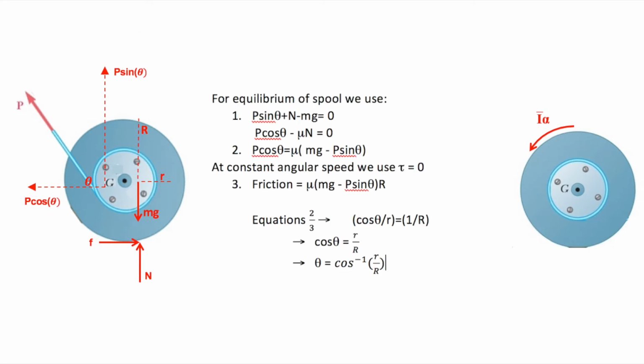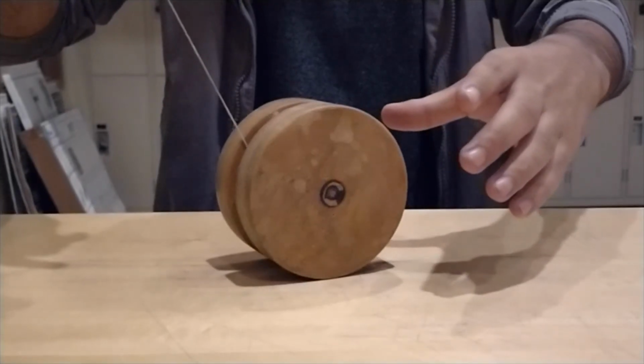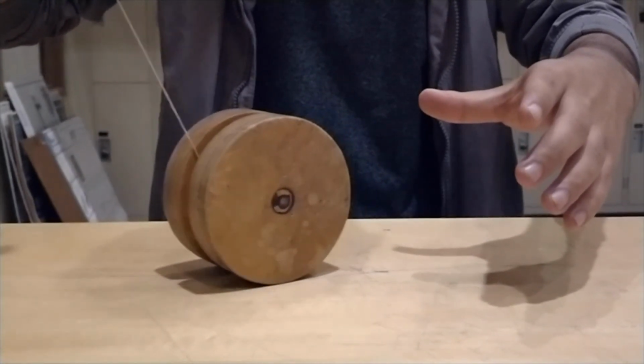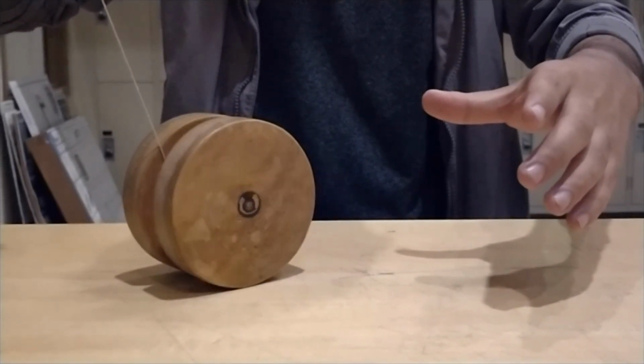If we apply our equilibrium equations, we can see that our critical angle theta depends on the inverse cosine of the inner radius over the outer radius. If we get this critical angle right, the spool will rotate in place without moving in any direction, which we obviously didn't get right in this video.